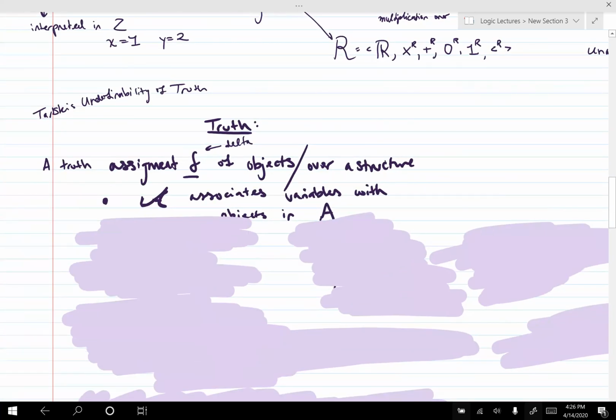Sorry. Okay, so truth assignment, delta of objects over a structure. So here's curly A. Curly A denotes the structure, the abstract structure, and just capital A is the underlying set.